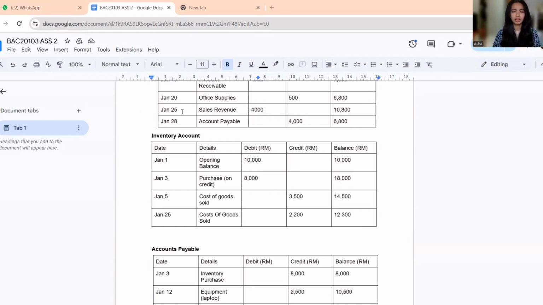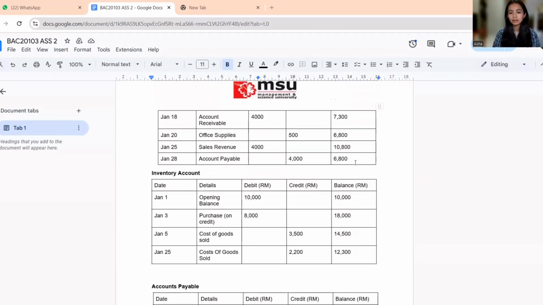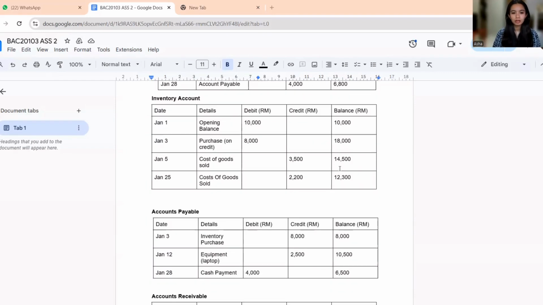On the 25th January, sales revenue 4,000 on the debit side. The balance is 10,800 ringgit. January 28th, account payable on the credit side is 4,000. Balance left is 6,800. Let's move on to the inventory account. On the 1st January opening balance, 10,000 ringgit on the debit side, and the balance is 10,000 ringgit.